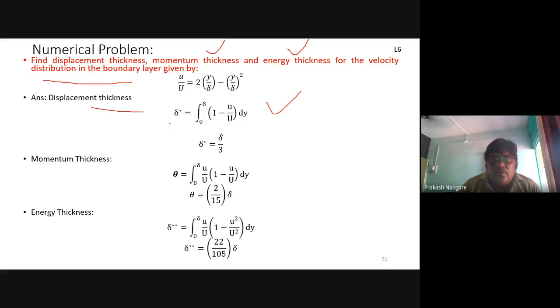For displacement thickness, you get the equation delta star is equal to delta by 3. Momentum thickness theta is this integration from 0 to delta, and in terms of delta it is equal to 2 by 15 into delta. And for energy thickness, the final equation is delta double star equals 22 by 105 times delta.